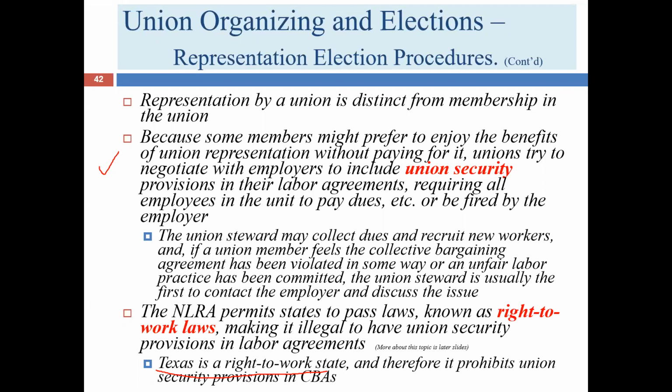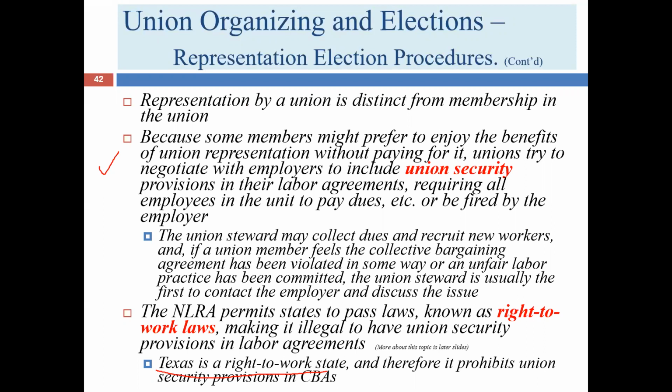So the union is going to have a relatively difficult time persuading the employees to part with their money because there won't be an automatic payroll deduction in those cases. But let's fast forward in a union security state, again, not Texas, but another state, we'll say Wisconsin. The union and the employer negotiate a collective bargaining agreement. One of those provisions in the agreement could be a union security provision.